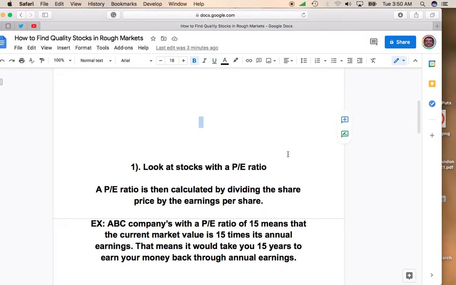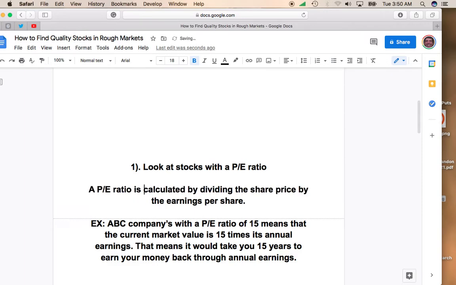First, I look for stocks with a PE ratio. I know that sounds very simplistic, but you'd be surprised how many stocks out there, especially small cap stocks and more speculative stocks, don't even have a PE ratio. So what is a PE ratio? PE ratio is calculated by dividing the share price by the earnings per share.